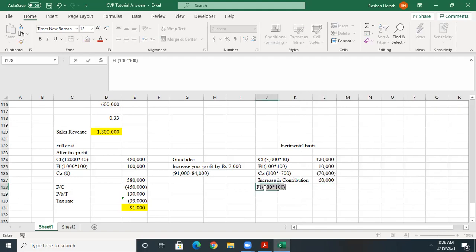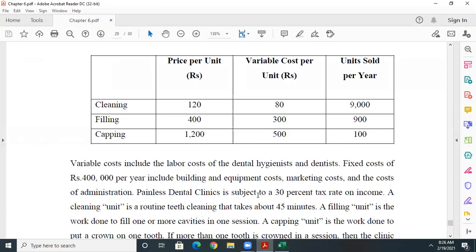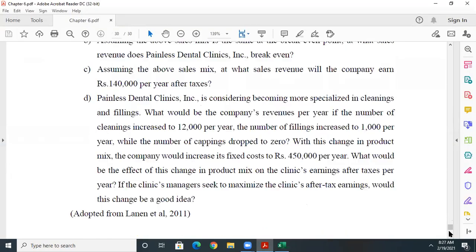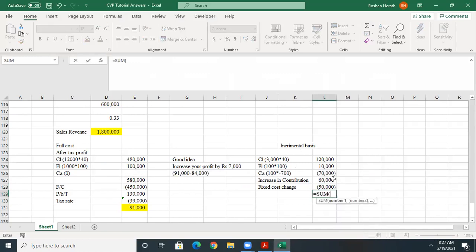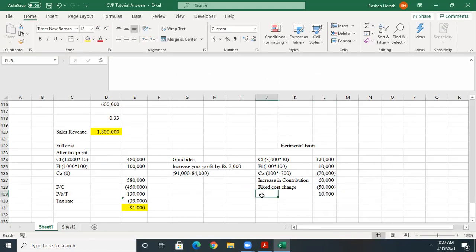Then we can consider if there is a change in the fixed cost. The question says that with this decision your fixed cost goes up from 400,000 to 450,000. So it is a 50,000 increase. So it's an incremental cost. Accordingly, the increase in profit before tax.